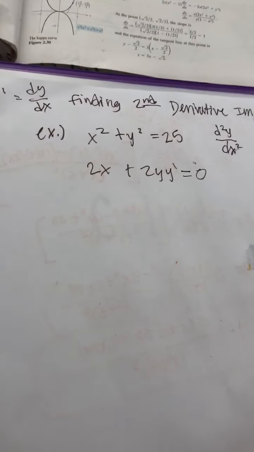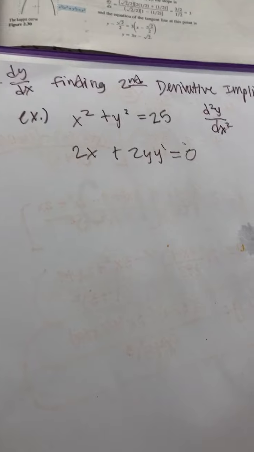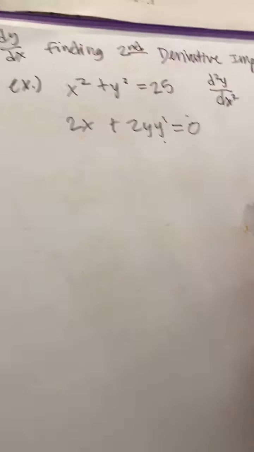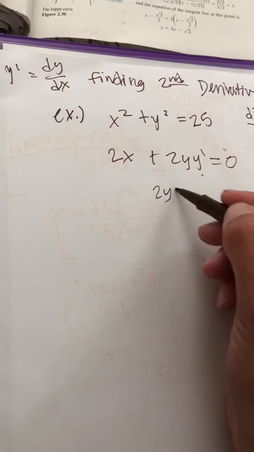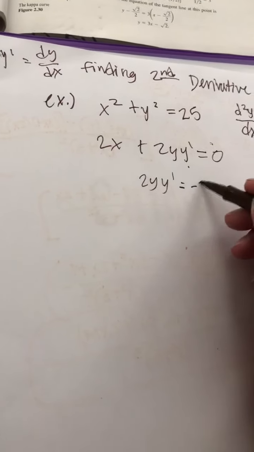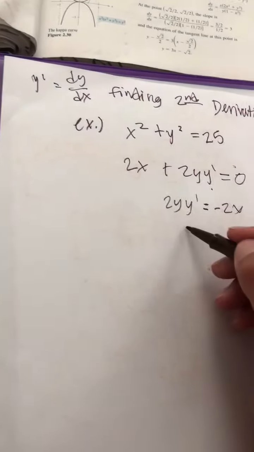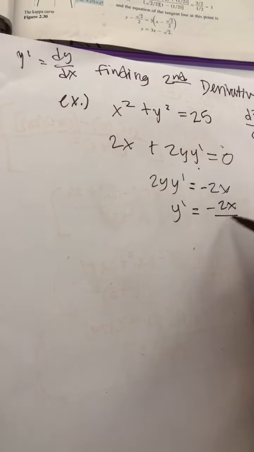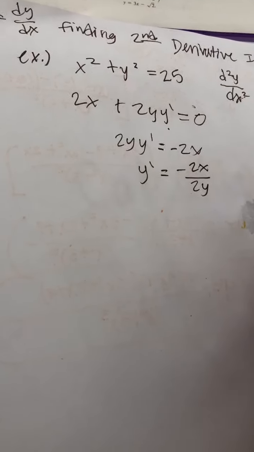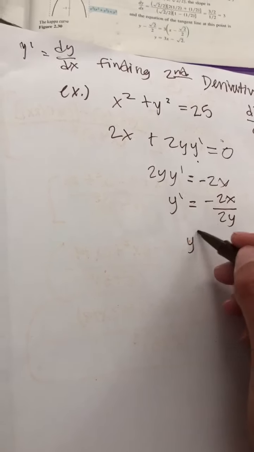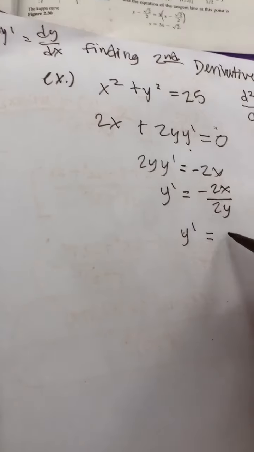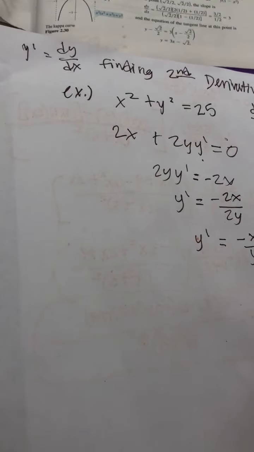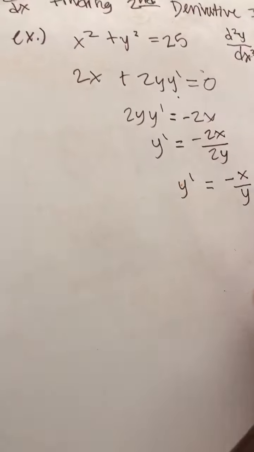Okay, so what can we do from here? We need to get our derivative by itself. And so I'm going to say 2y prime equals negative 2x. I'm just solving for it. And so I'm going to say y prime equals negative 2x over 2y. And so we actually get y prime equals negative x over y. So we have the first derivative.